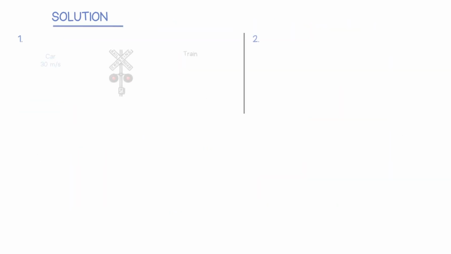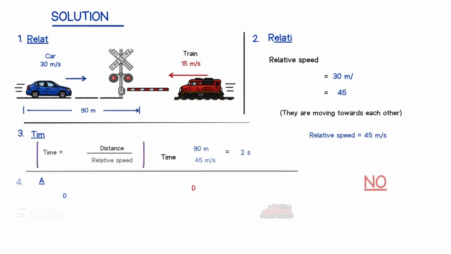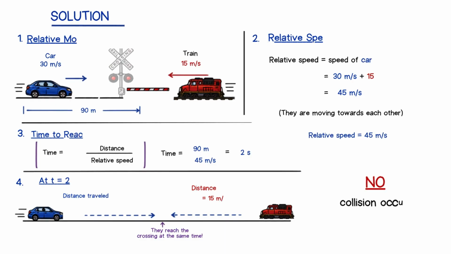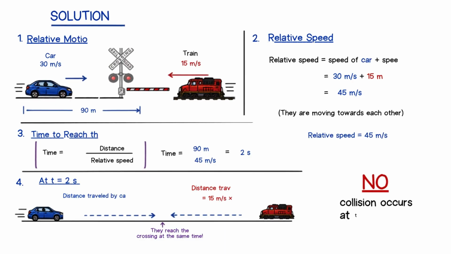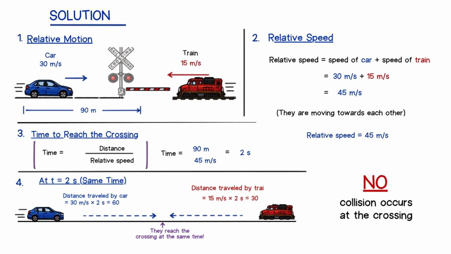Since the car and the train are moving toward each other, we use relative speed. Relative speed equals the speed of the car plus the speed of the train. So 30 meters per second plus 15 meters per second gives 45 meters per second. Now time equals distance divided by relative speed. So 90 meters divided by 45 meters per second gives 2 seconds.